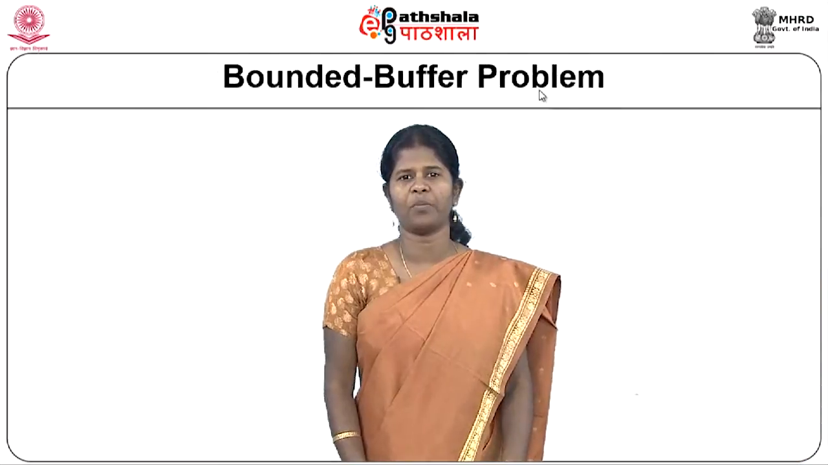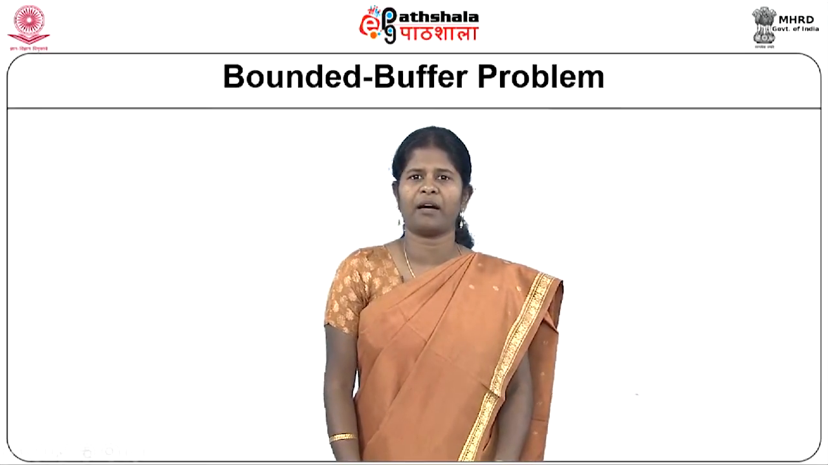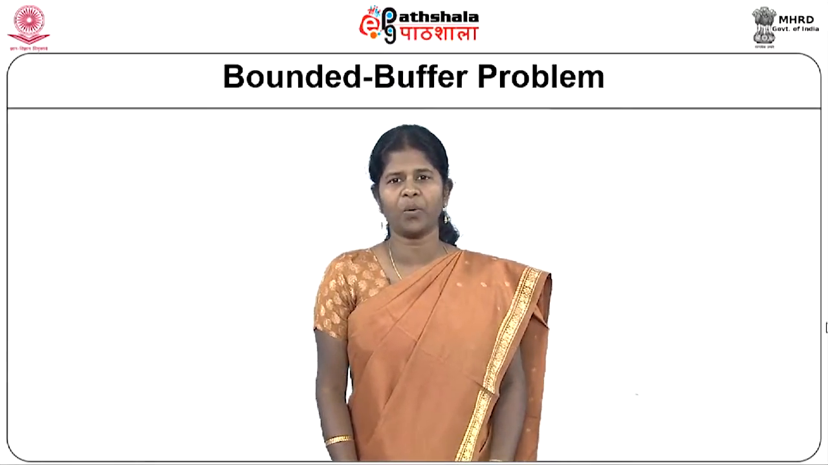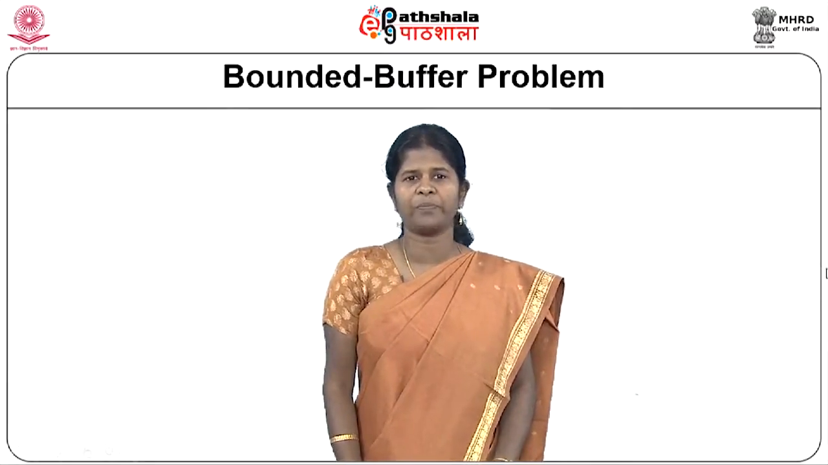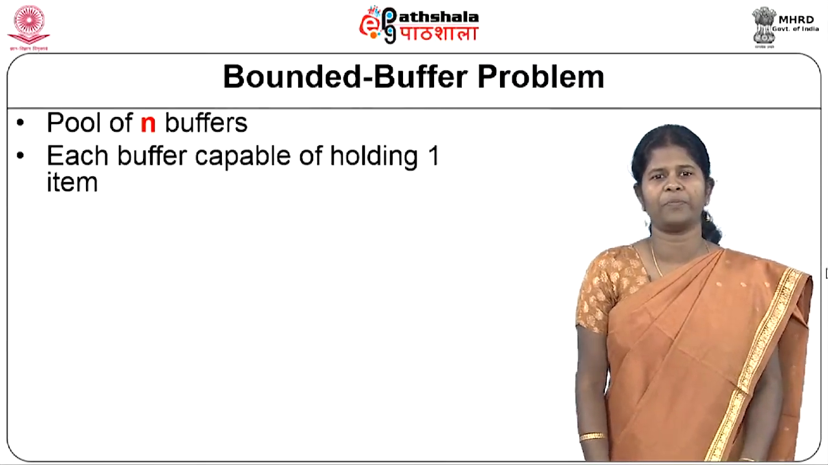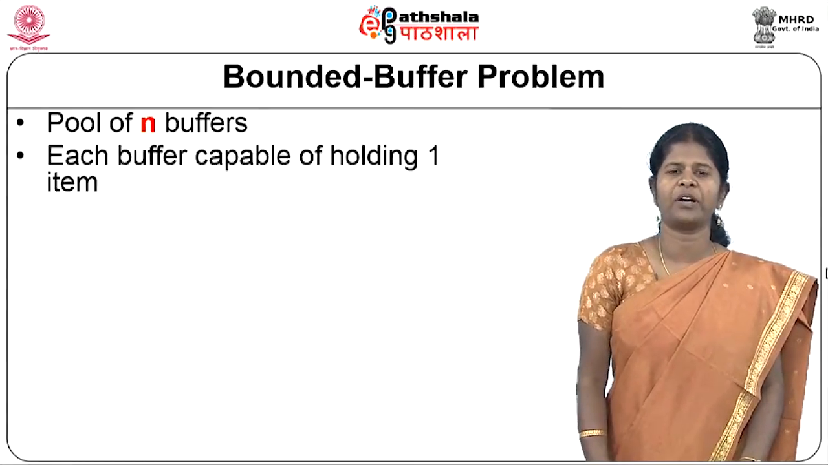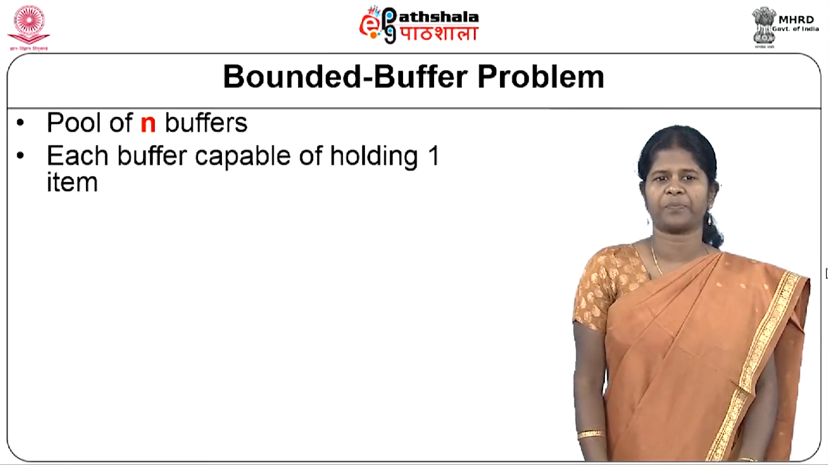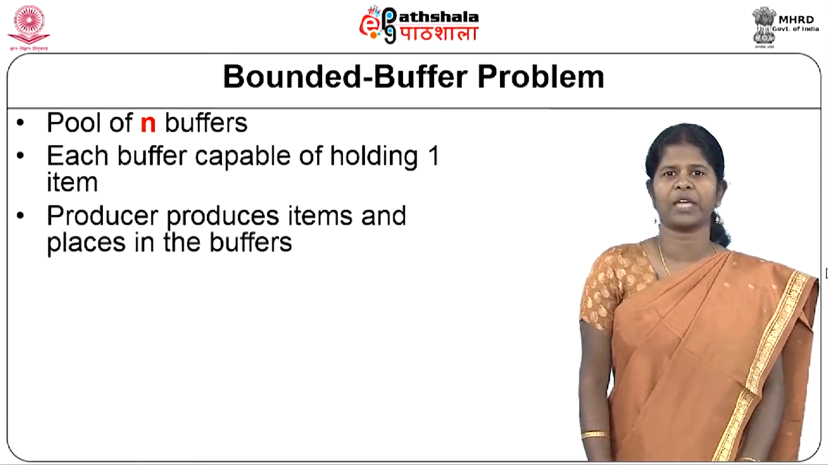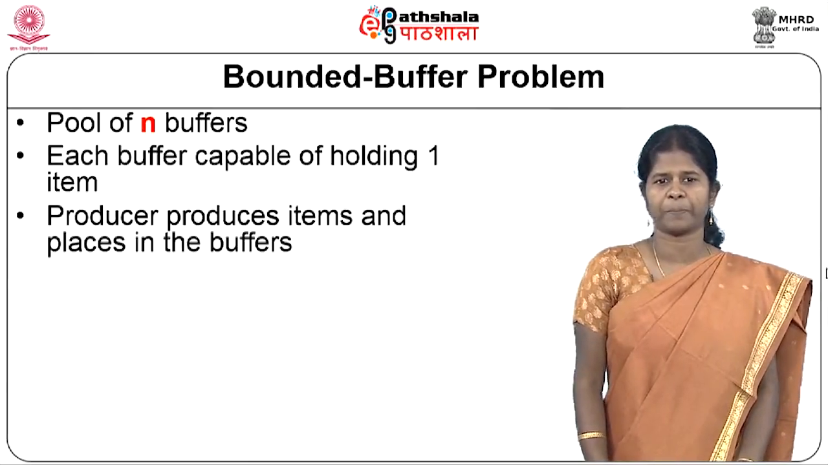So, first we will learn about this bounded buffer problem. This problem actually we had seen earlier in an earlier module, and we tried to give a solution a different way. Today we will see how a solution is given to this problem using semaphores. So, in this bounded buffer problem, you have a pool of n number of buffers, and each buffer is capable of holding one item. And there is a producer process who is capable of producing items, and the producer places the items in the buffers.